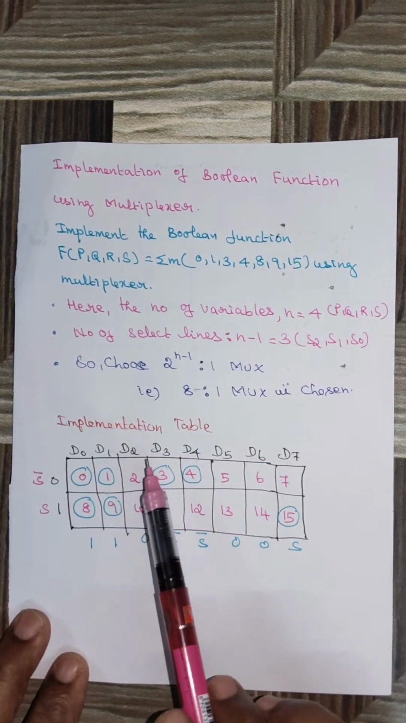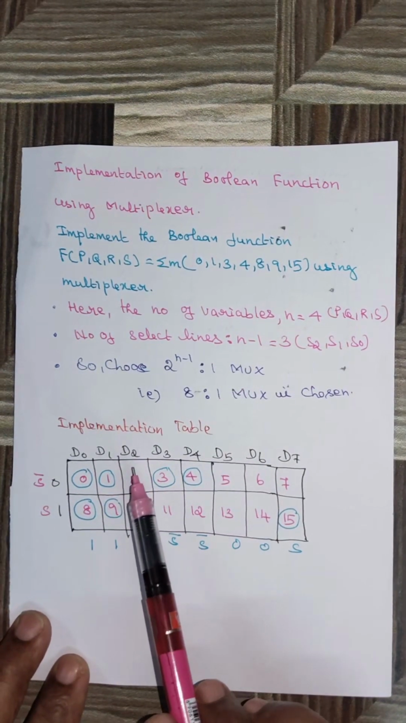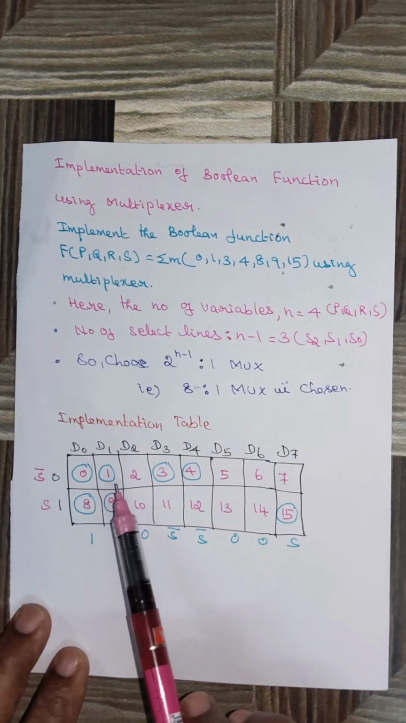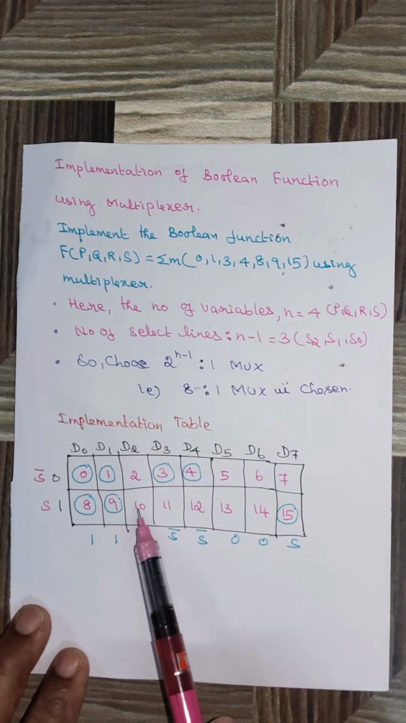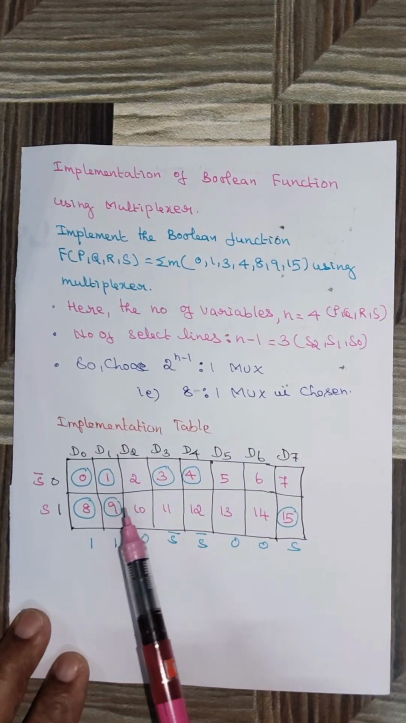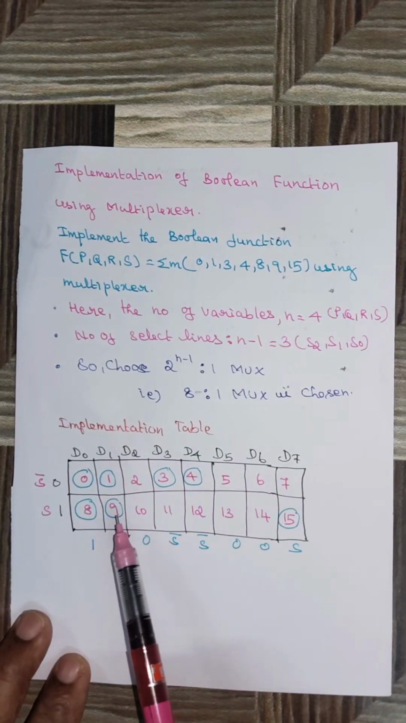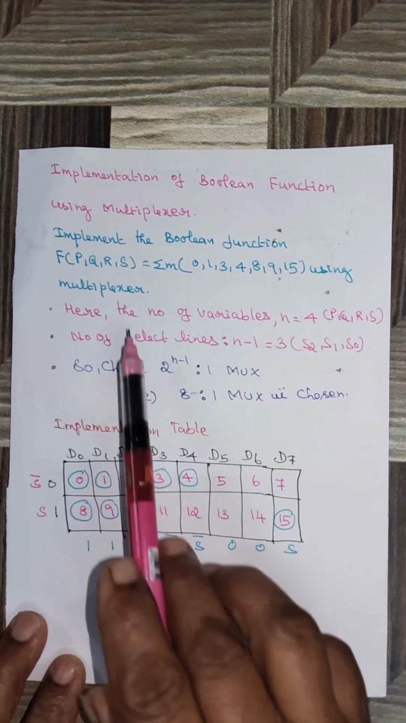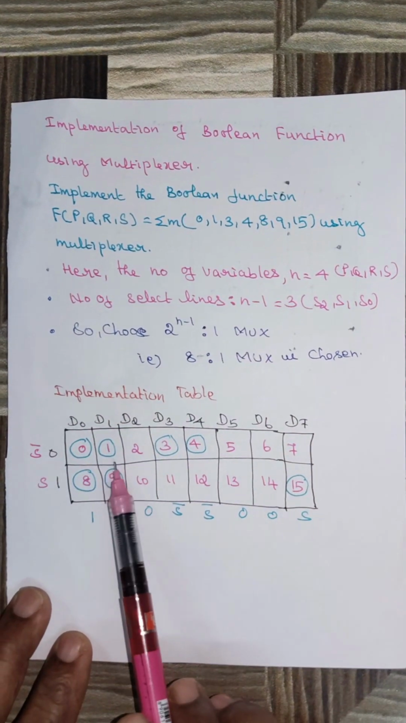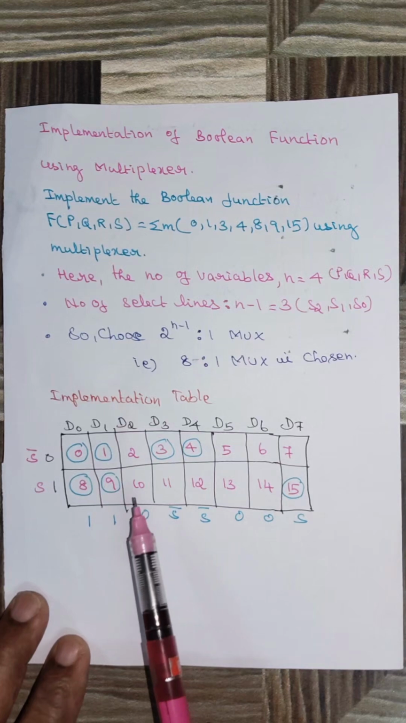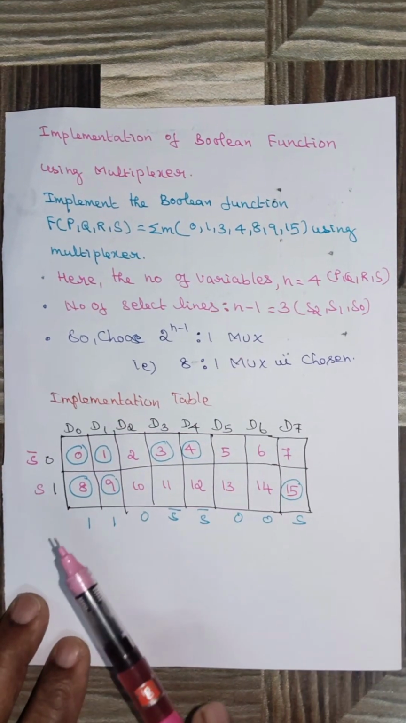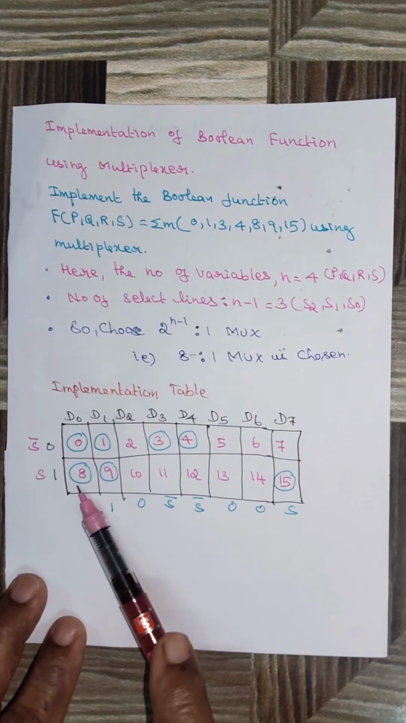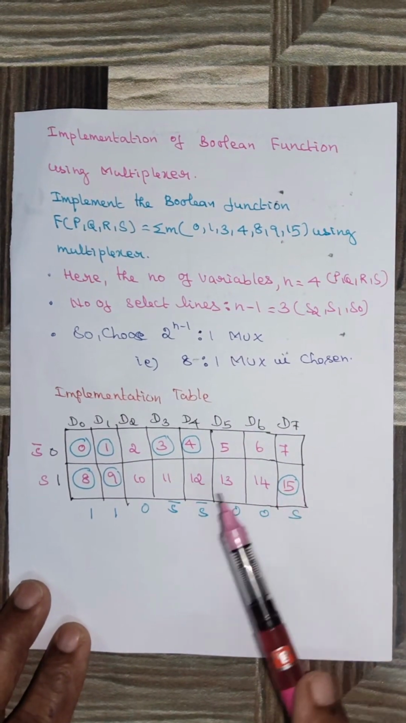The first step in the implementation is to draw or form an implementation table. To form the implementation table, we have to plot the total number of minterms for the given function. Since the function is a 4 variable function, there are 16 minterms present here. So we arrange all the minterms in 2 rows, from 0 to 7 in the first row and from 8 to 15 in the second row.